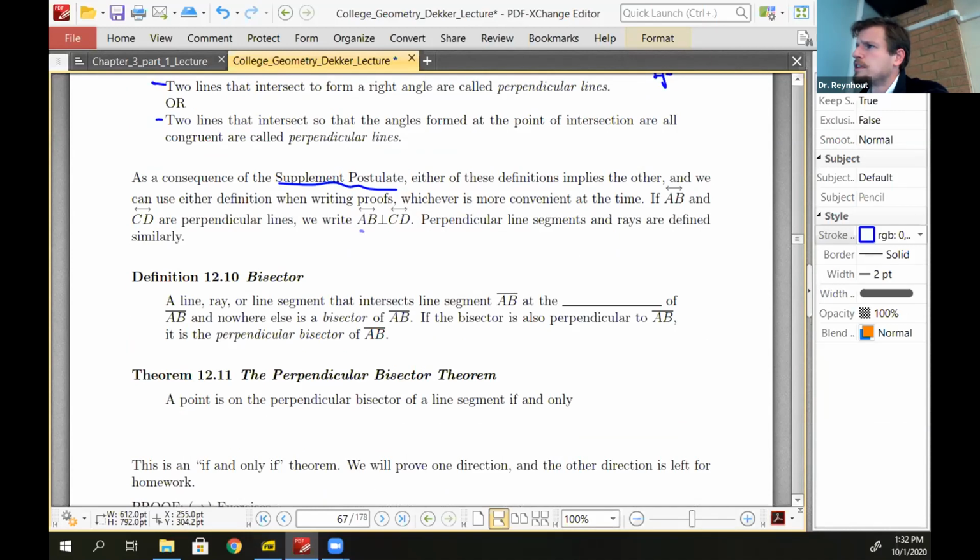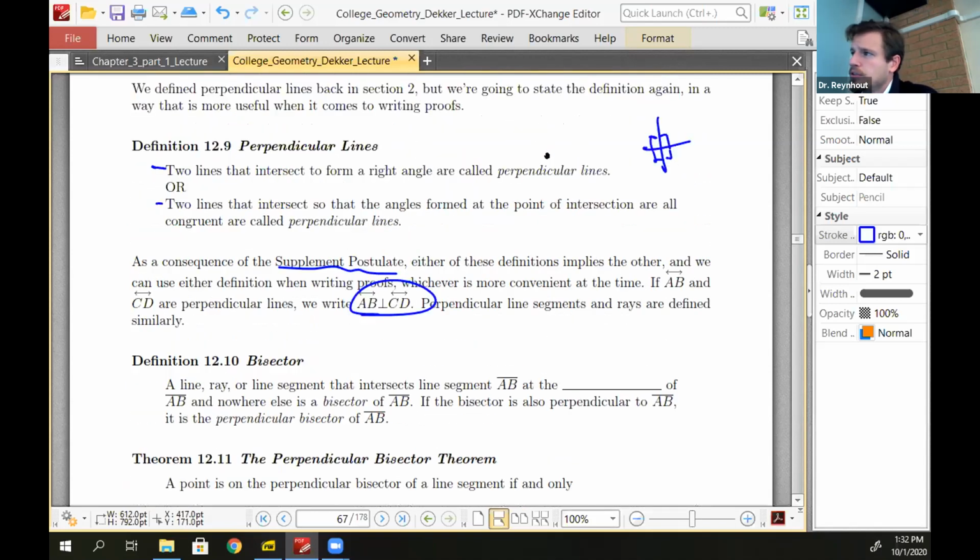To denote perpendicular lines, we can use this notation. And if you notice, we've talked about lines. We didn't say line segments. We didn't say rays, but it's essentially the same thing. So it is worth noticing the definitions are for lines, 2 lines. But rays and line segments should also be considered, but the definition is the same.